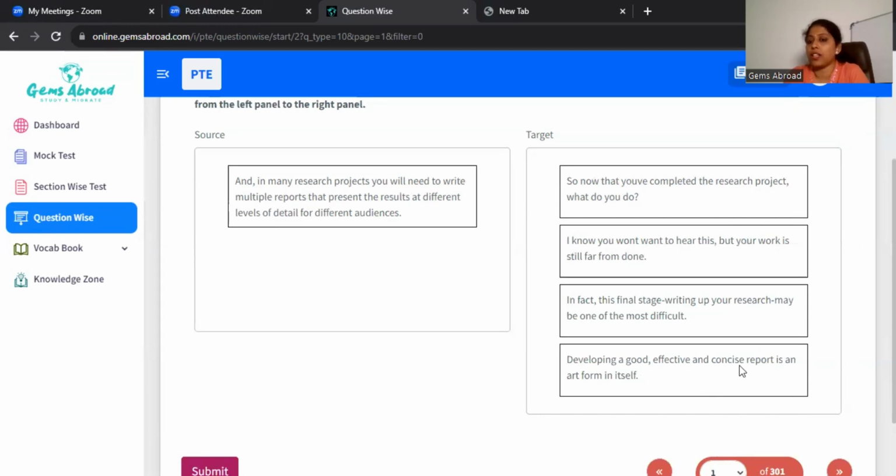Developing an effective and concise report is an art form. So what happens? You have to add connectors, conjunctions. See, conjunctions also will help you to connect two sentences.